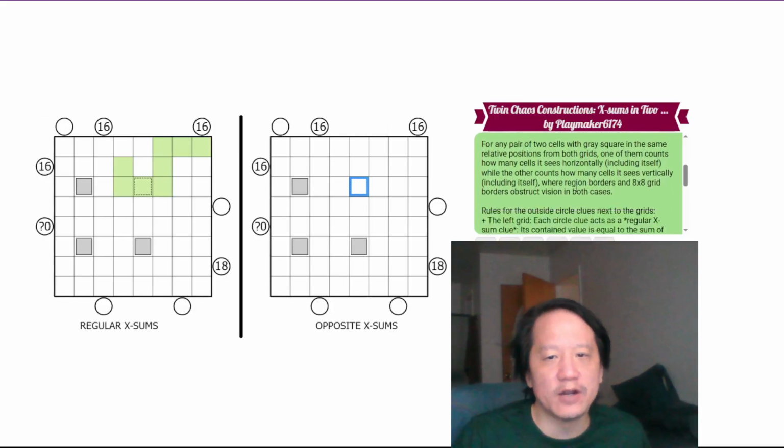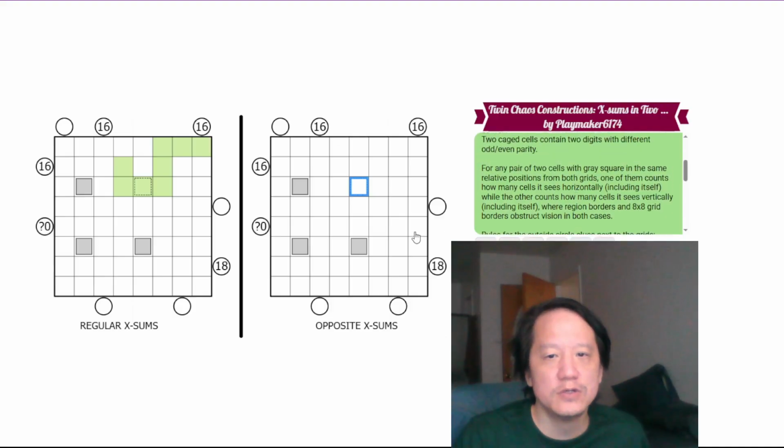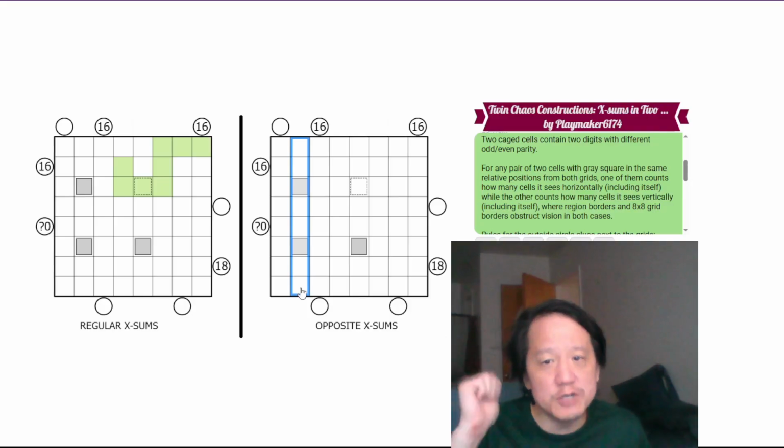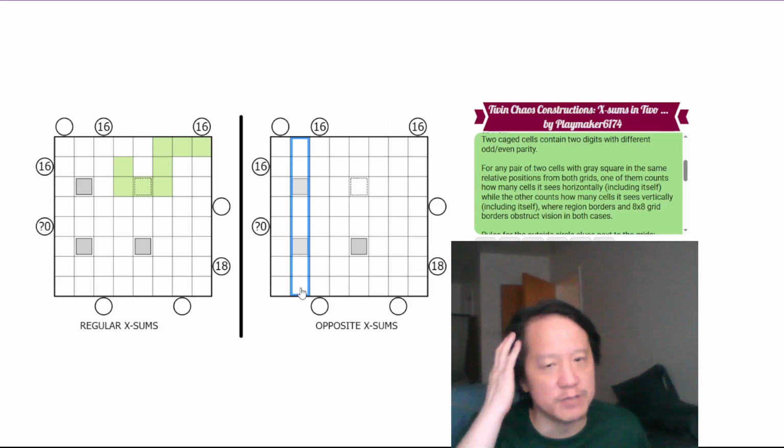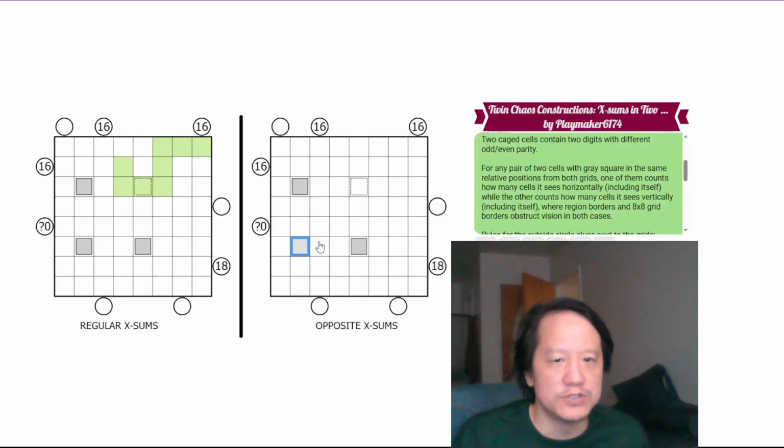For any pair of two cells with gray squares in the same relative position from both grids, one of them counts how many cells it sees horizontally, including itself, while the other counts how many cells it sees vertically, including itself, where region borders and 8 by 8 grid borders obstruct vision in both cases. So basically, it's just the number of cells.